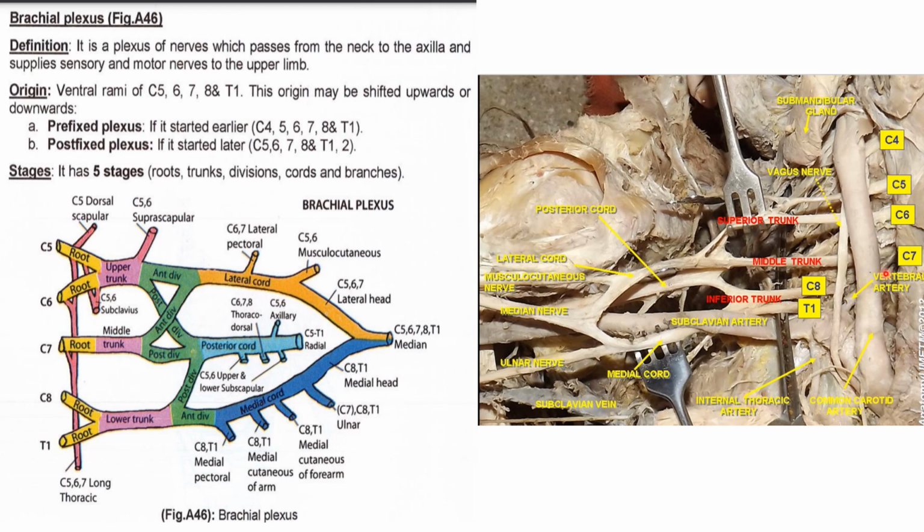You see this is the cervical area with C4, C5, C6, C7, C8, and T1, although T2 is not seen here. Okay. So if it's a post-fixed plexus, it started later, so that means starting later, it's going downwards. So it's C5, C6, C7, C8, T1, and T2. T2 must be somewhere here. We can't see it, it's not seen here, but yeah, it's there.